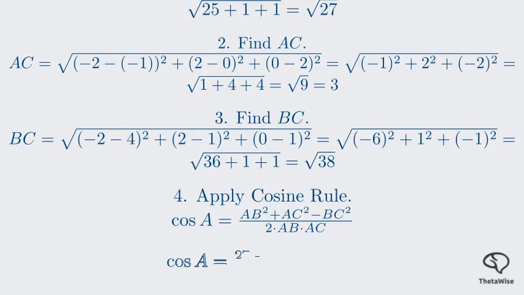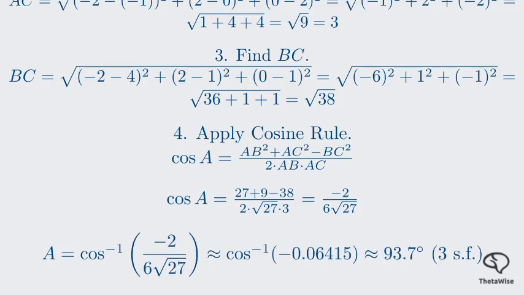The cosine of angle A equals AB squared plus AC squared minus BC squared, divided by 2 times AB times AC. Plugging in our values, 27 plus 9 minus 38 over 2 times root 27 times 3. This simplifies to negative 2 over 6 times the square root of 27. Calculating this gives approximately negative 0.0641. The angle A is the inverse cosine of this value, which is approximately 93.7 degrees. The negative cosine indicates it's an obtuse angle.